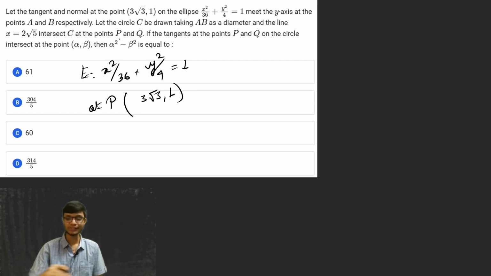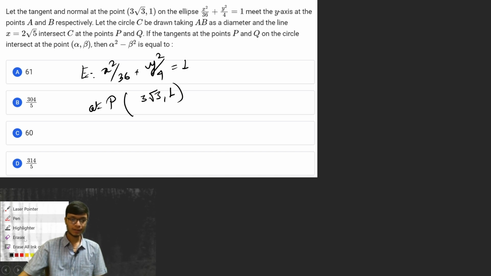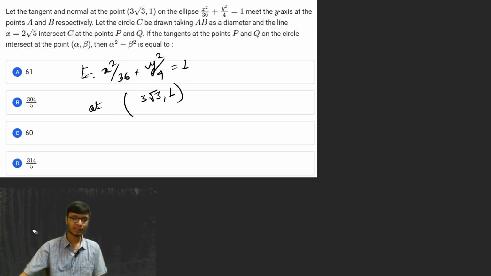So there are a lot of things the examiner is asking you. Okay, let me change P to some other name, let that be X, because P is also already used in the problem.